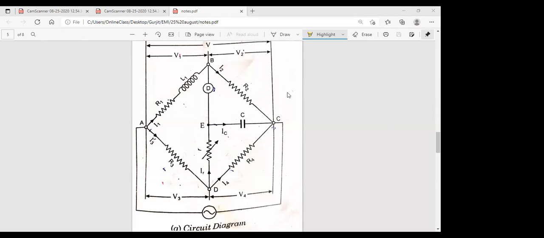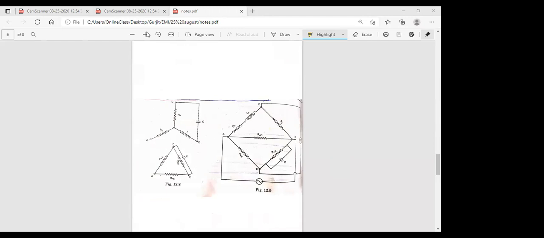So next, we are taking this star delta connection.